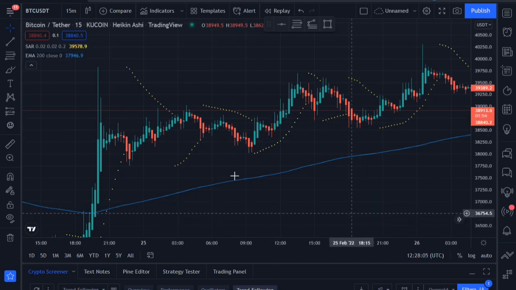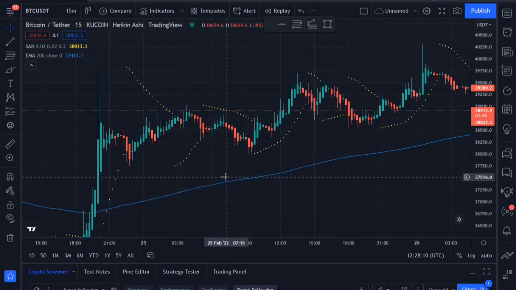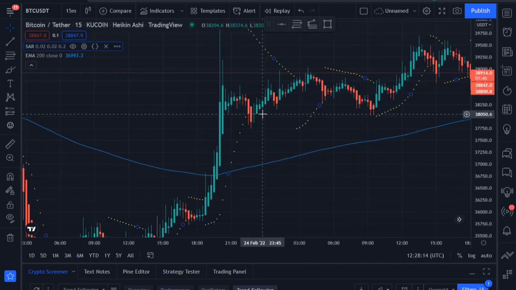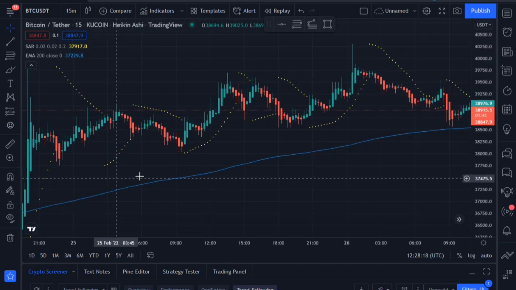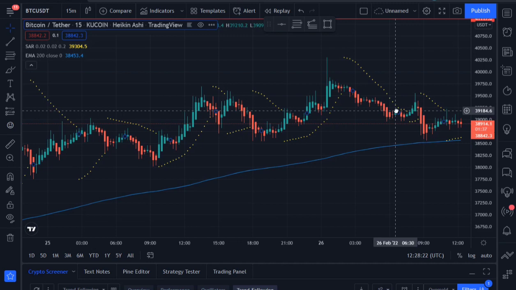So as you can see, we have a 200 exponential moving average. This blue line here is the 200 exponential moving average, and it's showing us that we are in a clear uptrend right now. But even in a clear uptrend or downtrend, we can have a ranging market. And I won't advise anyone to trade a ranging market.